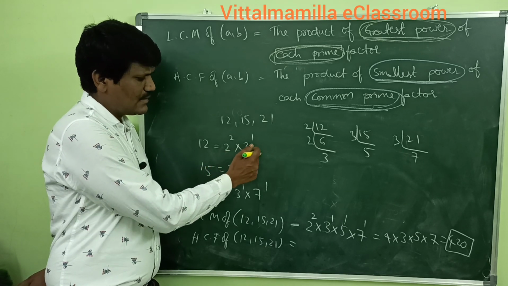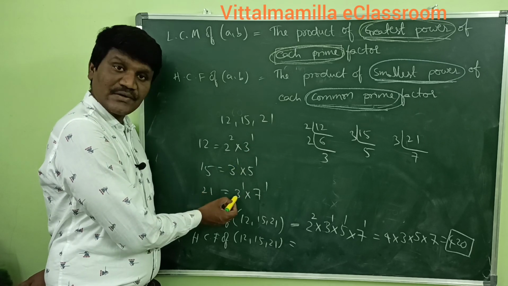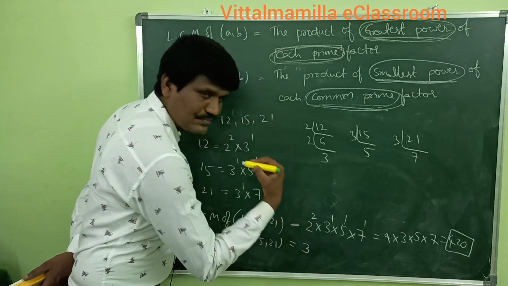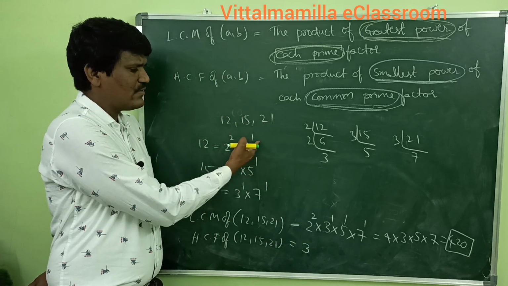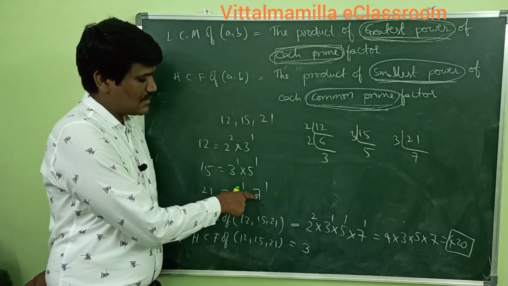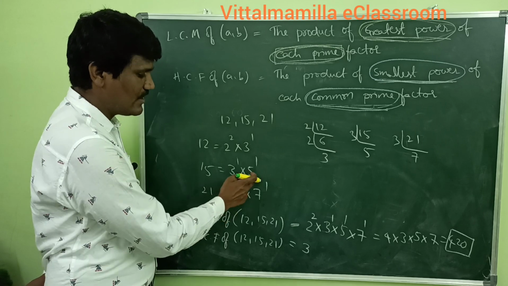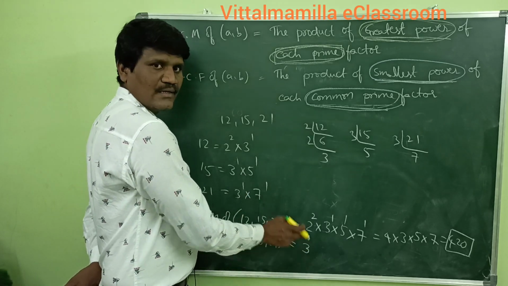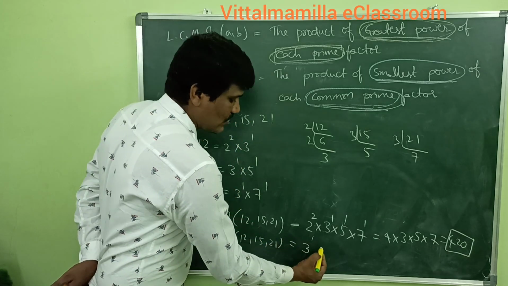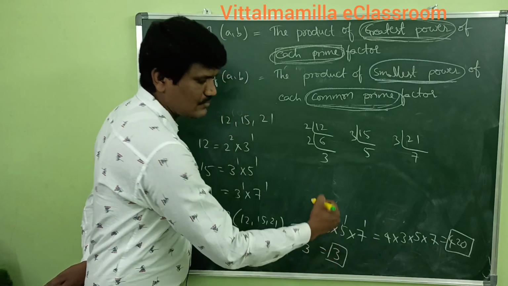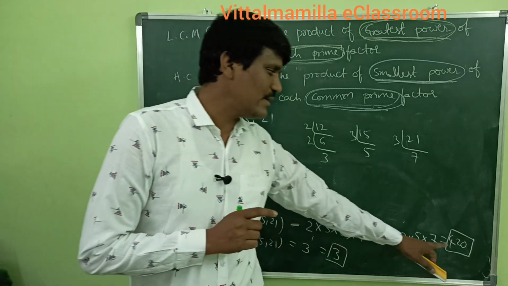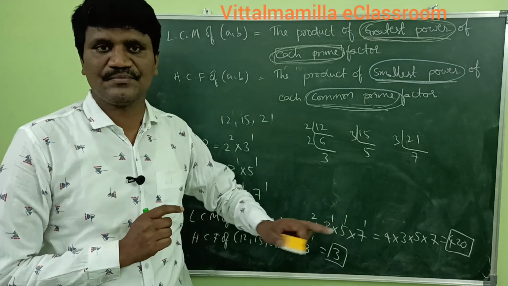If you take 3, 3 is available here, here and here. It is available in all these 3, so I should take 3. 5 is not there, so no need to consider it, and the same for 7. So only 3 you should take. And what is the least power of 3? Only 1 is there, so 3 power 1. So 3 will be your HCF. So the LCM of 12, 15, 21 is 420 and the HCF is 3.